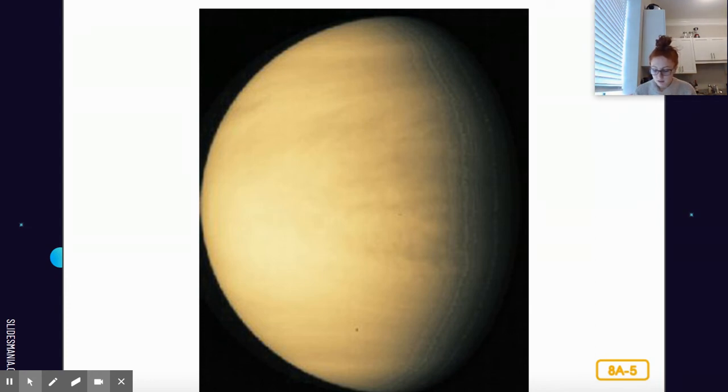However, like Mercury, Venus does not rotate on its axis very fast. In fact, Venus actually rotates in the opposite direction that Earth does. Okay, so if Earth rotates this direction, Venus goes this direction. Okay.